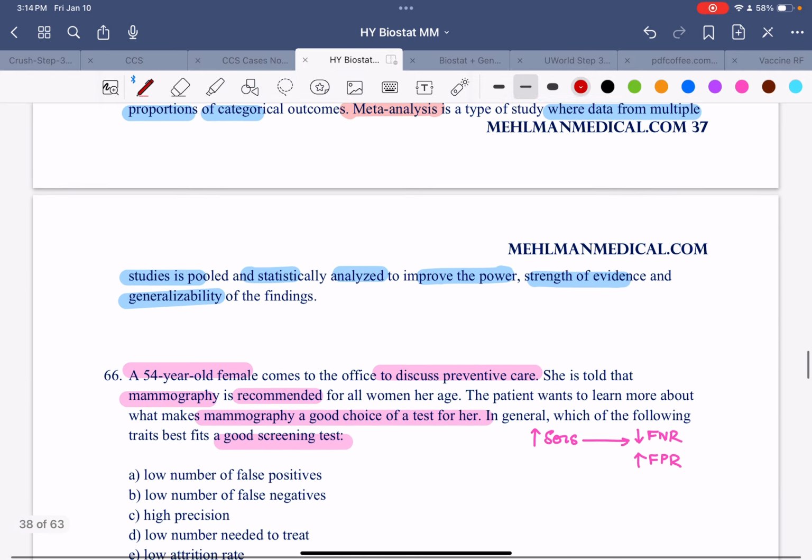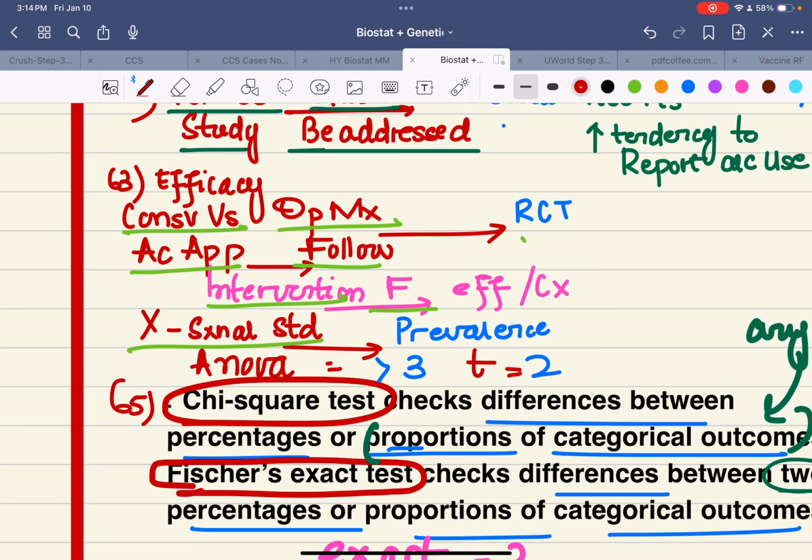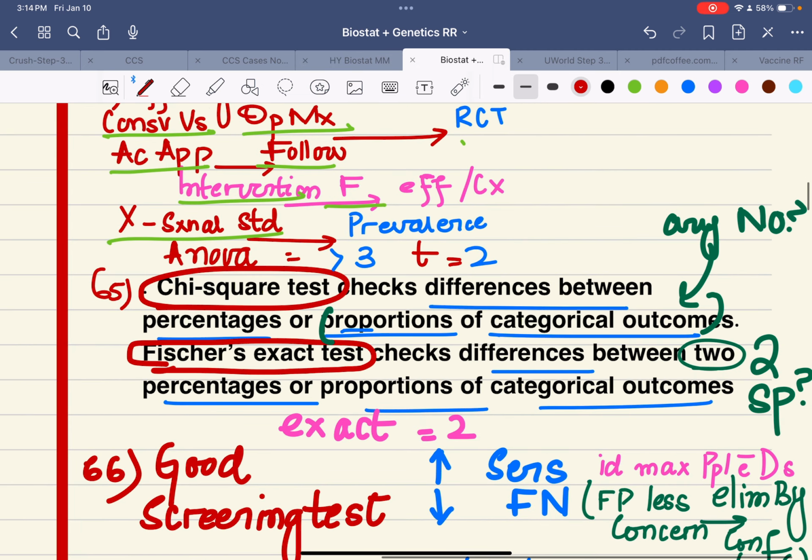We are not going to revise all of this because we have seen this previously. For the difference between percentages or proportions of categorical outcomes, like hypertensive, non-hypertensive, diabetic, non-diabetic, greater than 2 groups is chi-square, whereas Fisher's exact is just 2 groups, and then we are going to compare the categorical outcomes like blood pressure, no blood pressure, diabetes, no diabetes.